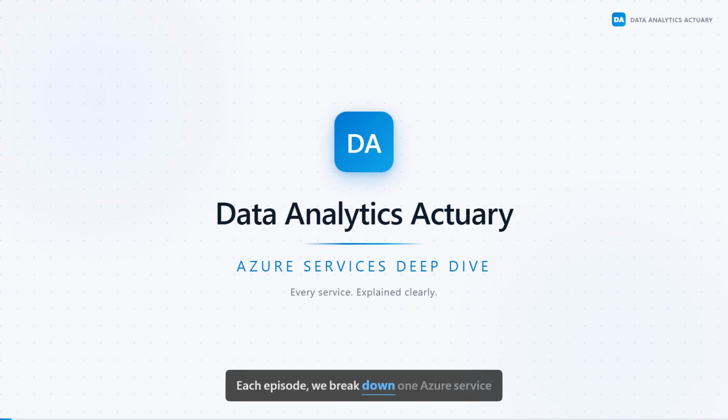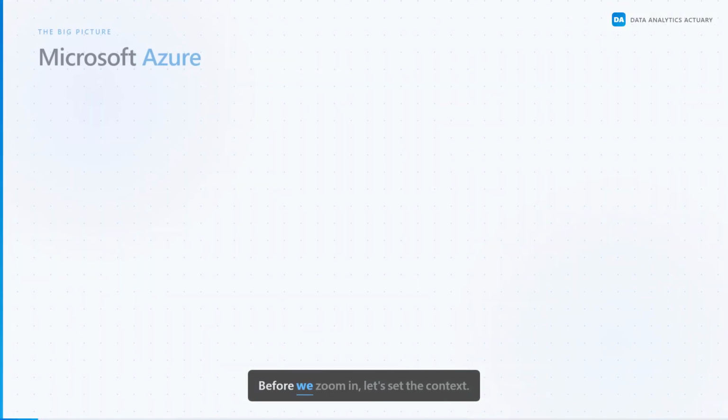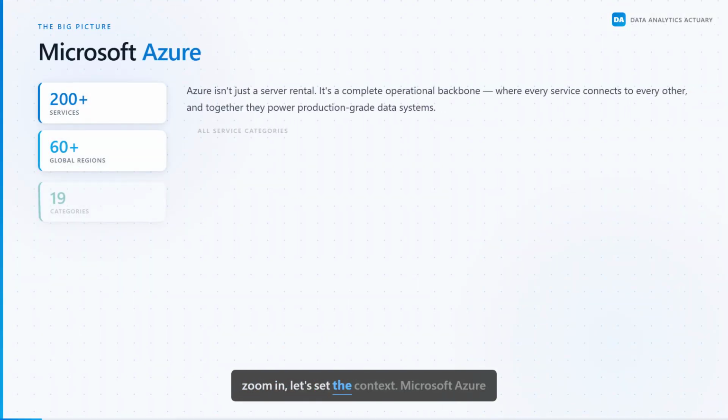Each episode, we break down one Azure service completely: what it does, what problems it actually solves, and how it connects to everything else. Today, we're covering the Enterprise Data Lake Foundation, Azure Data Lake Storage Gen 2. Before we zoom in, let's set the context.